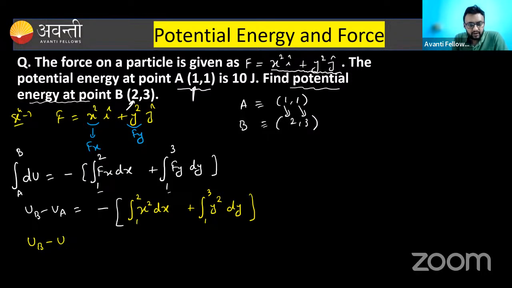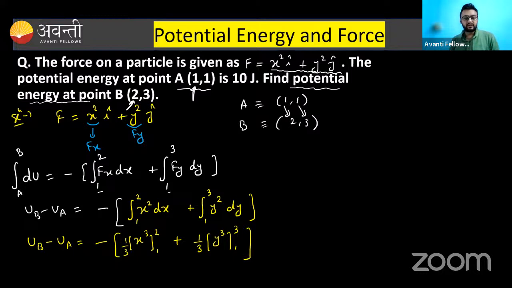UB minus UA is equals to, negative is already there. X square integration is x cube by 3, limit is 1 to 2, plus y cube by 3, limit is 1 to 3. Now it's the simple term. If I use some basic mathematics, UB minus UA is given. They are saying potential energy at A is 10 joule. 10 is equals to.